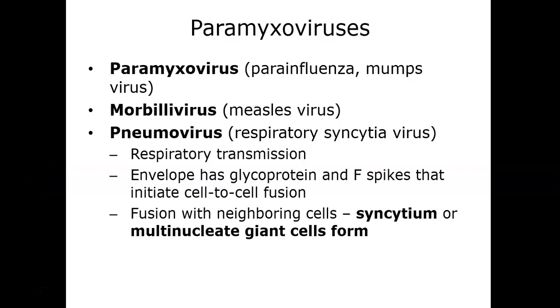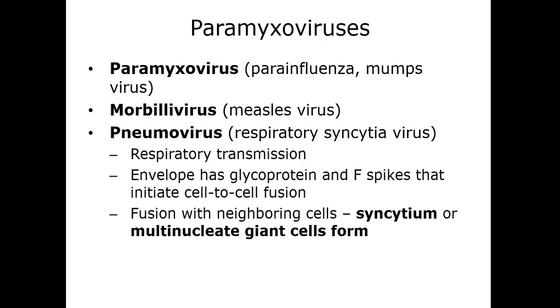So the paramyxoviruses are really broken into a few different groups. We've mentioned already the paramyxoviruses, things like parainfluenza and mumps, the morbilliviruses, or the measles, and we'll spend a little time here on the pneumoviruses, or RSV.